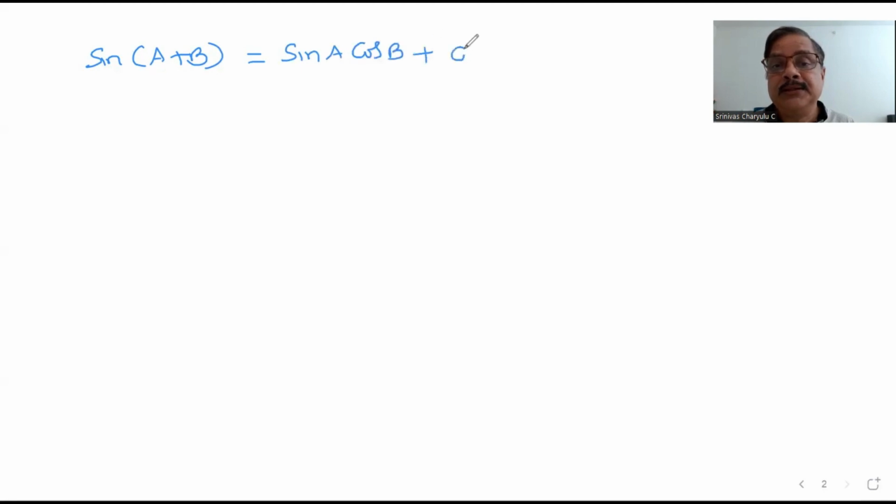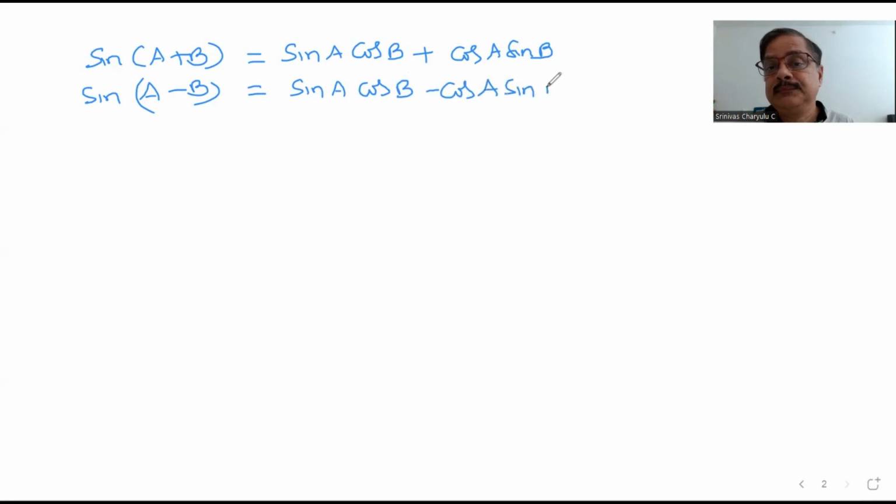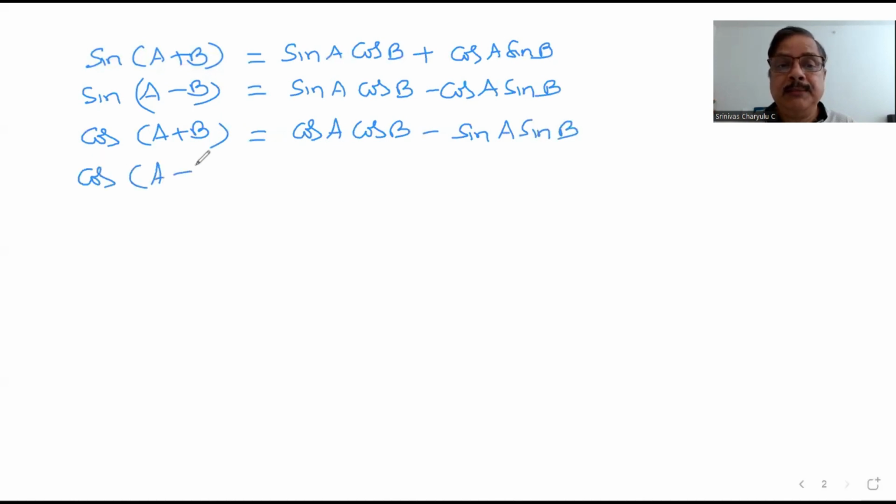Next, sin of a plus b is sin a cos b plus cos a sin b. Then sin of a minus b. These formulas I'm listing out here because they are essential now for you. Then cos of a plus b and cos of a minus b.